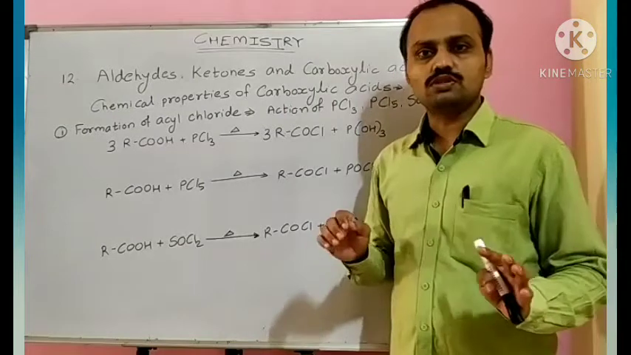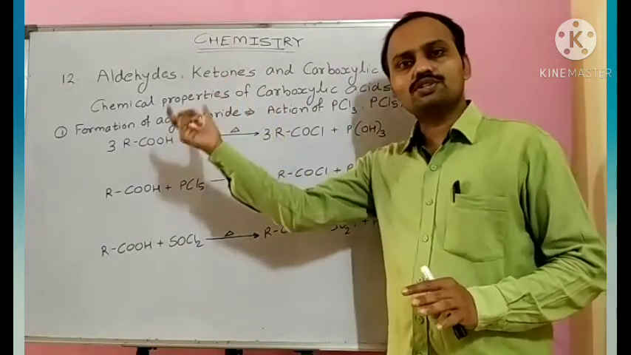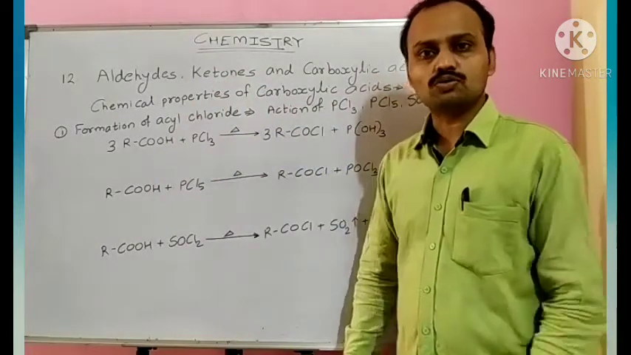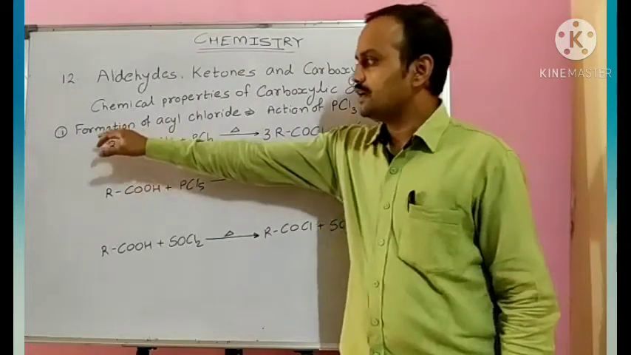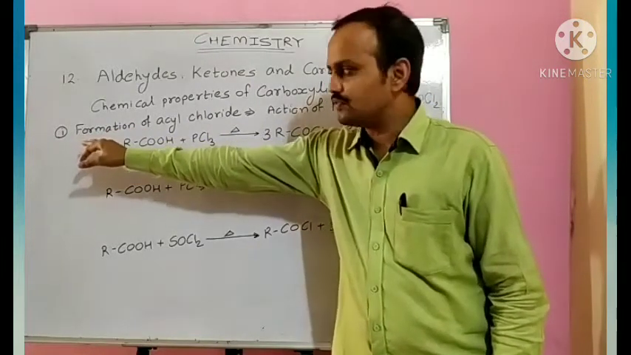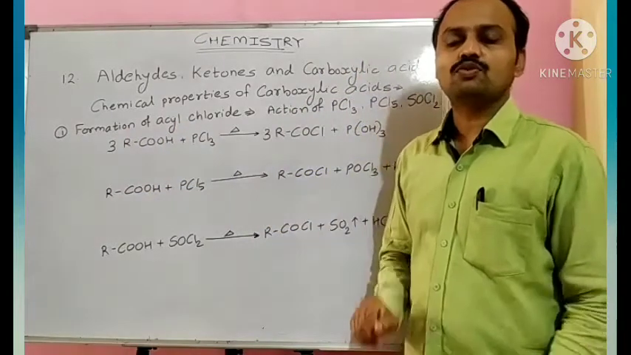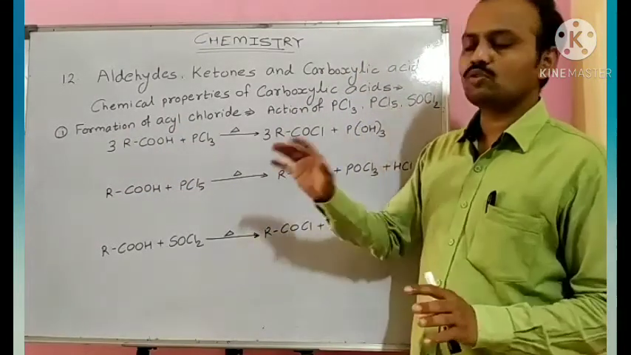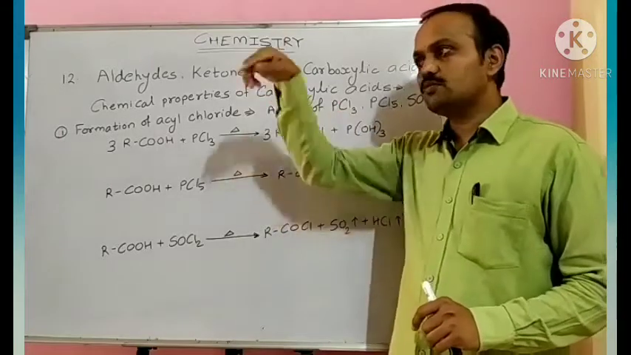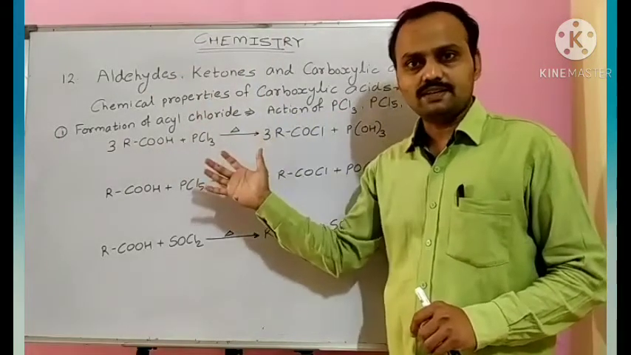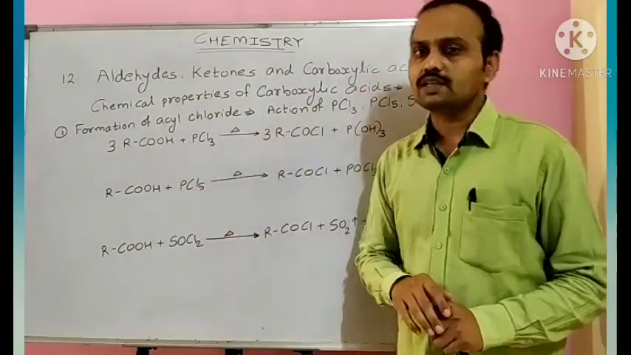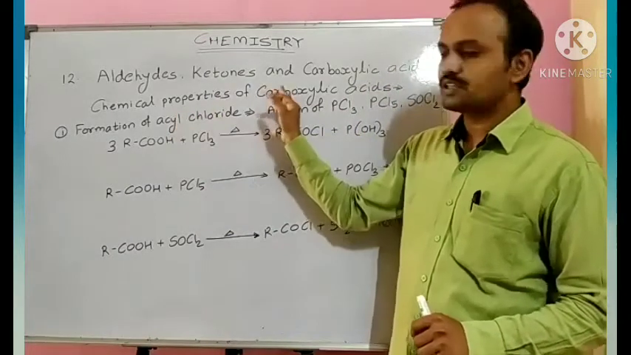We know students, RCOOH is the functional group of carboxylic acid, and the first chemical property of this is formation of acyl chloride. Formation of acyl chloride you know very well, RCOCl. How to form acyl chloride from carboxylic acid?